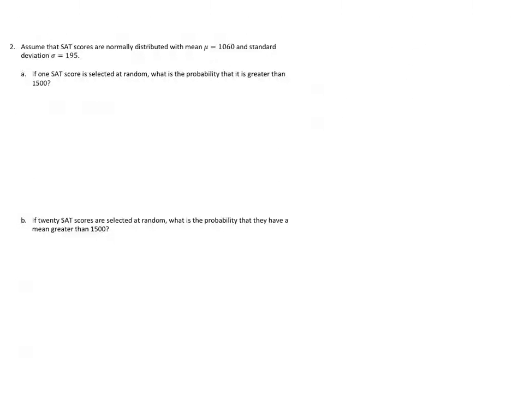So I think for all of these, it's just very useful to visualize it using a bell-shaped curve. That way you can mark on the axis, well, the center of the data is a 1060, and 1,500 is a good score. That's way over here. So if you were to just randomly choose one SAT score, what's the likelihood that it's greater than a 1,500? So the area that we want is over here.